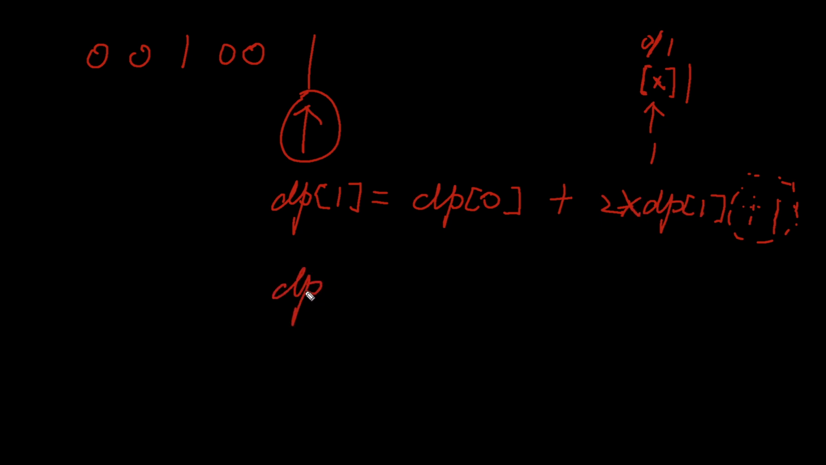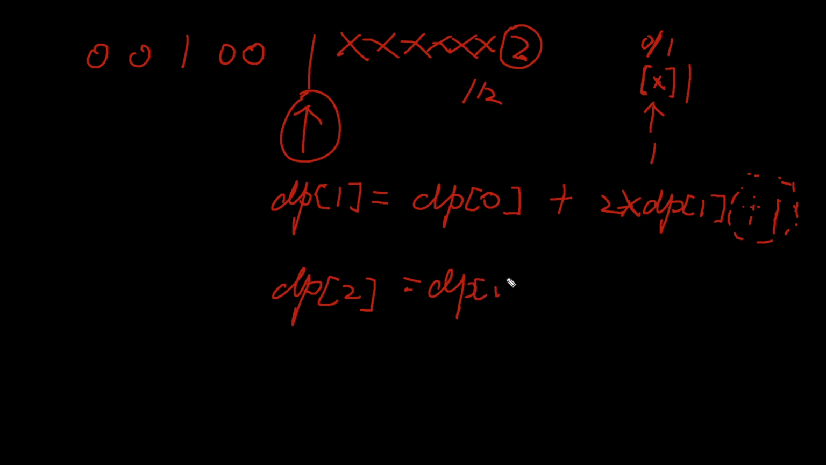Similarly for dp2. Let's say the current one is 2, and we have a bunch of numbers on the left side. In order to make this work, the left one should be either 1 or 2. That's why we have dp1 plus 2 times dp2.